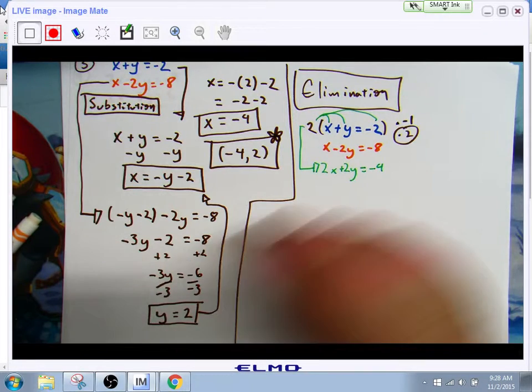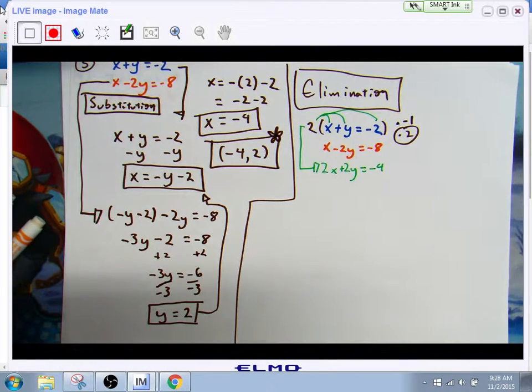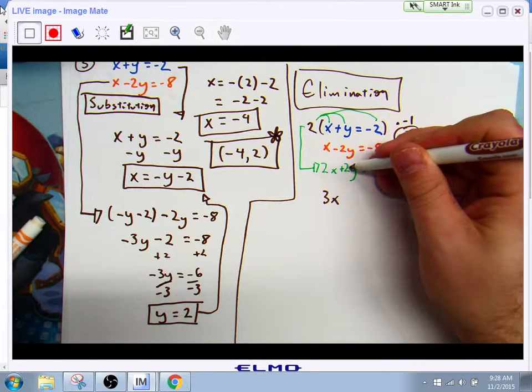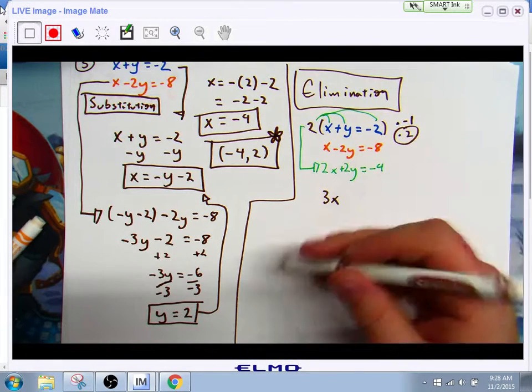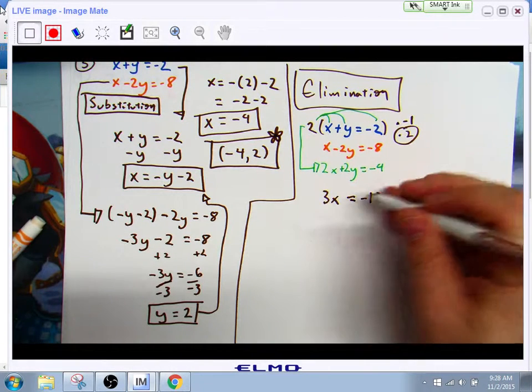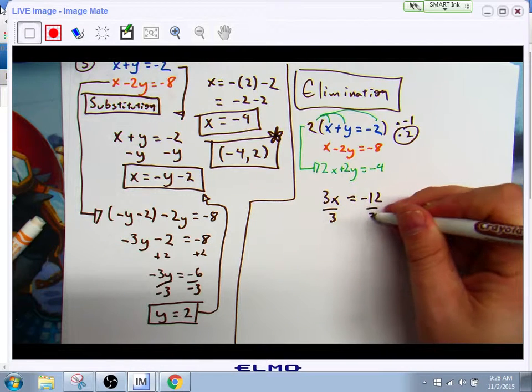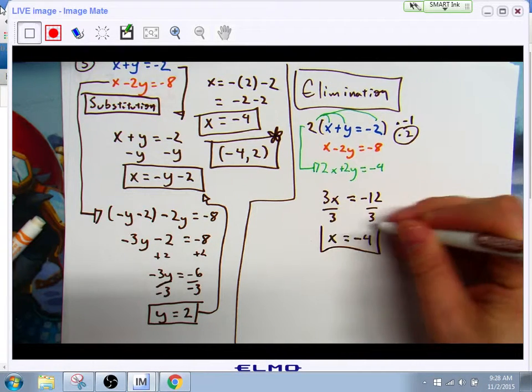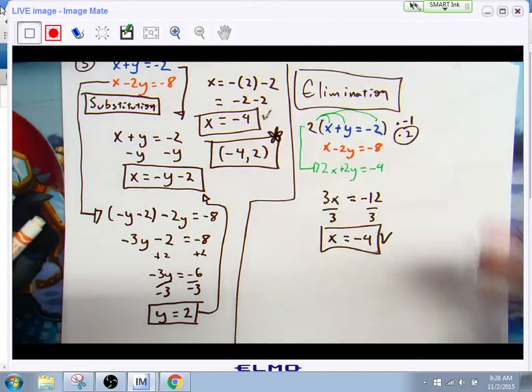Now that I have that, my orange and my green can eliminate. 1 plus 2 is 3x. 2 plus negative 2 plus 2 is 0, that's why we did it. Negative 8 plus a negative 4 is negative 12. Divide by 3. X equals negative 4. That checks out with what we did here, which is awesome.